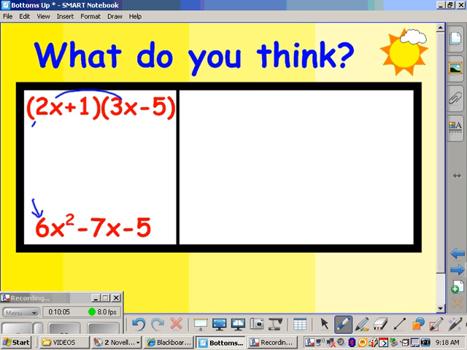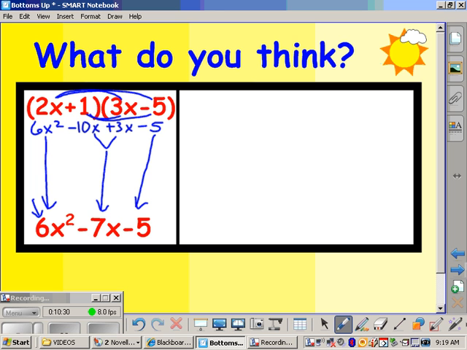So 2x times 3x is 6x squared. 2x times negative 5 is negative 10x. 1 times 3x is 3x. And 1 times negative 5 is negative 5. If we then combine the like terms in the middle, negative 10 plus 3 is negative 7x. We drop down the 6x squared and the constant, negative 5.